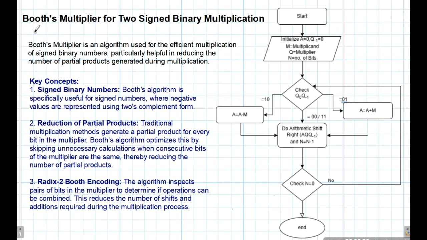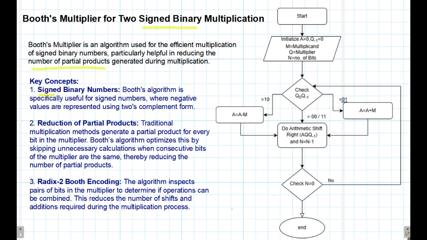Good morning, friends. Today we are going to learn about Booth's algorithm. This algorithm is used for multiplying binary numbers. These binary numbers can be signed or unsigned binary numbers. With the help of this algorithm, you are able to reduce the number of partial products generated during the traditional multiplication algorithm. Let us look into the key concepts.